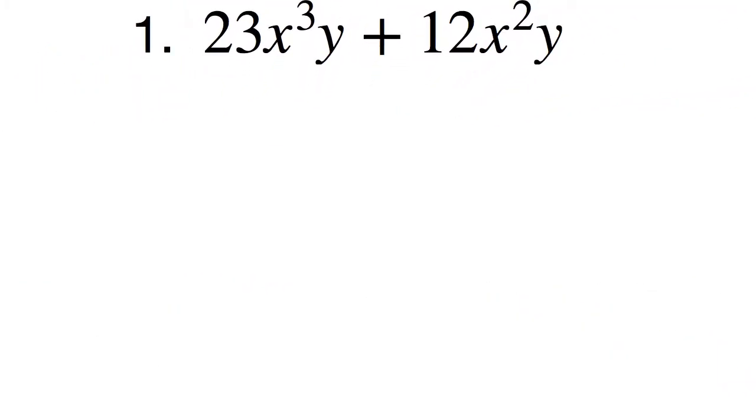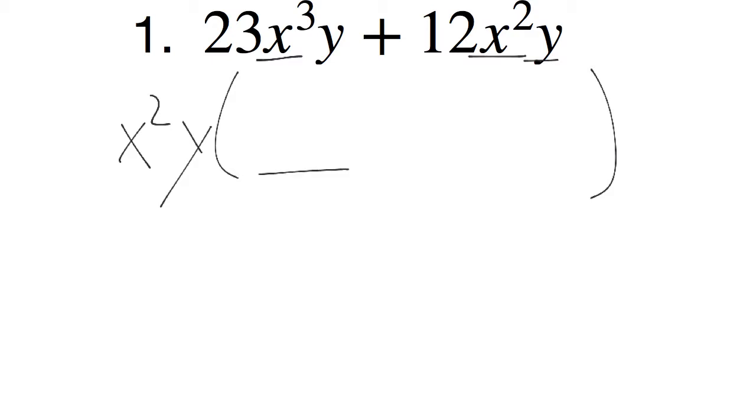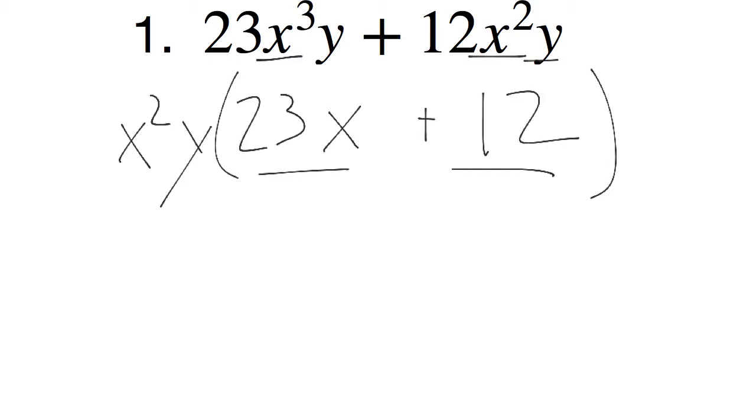The greatest common factor. Well, no single number goes into 23 and 12, but I do see an x squared and a y that are factors of both. So what I can do is say x squared y on the outside, put a set of parentheses, and then I ask myself, x squared y times what gives me 23x cubed y? That's going to have to be 23x. And then x squared y times what gives me 12x squared y? 12. And since you can't factor 23x plus 12, then you are finished.